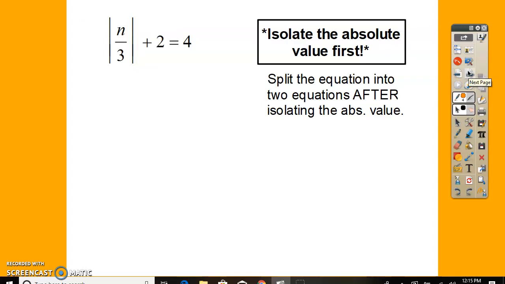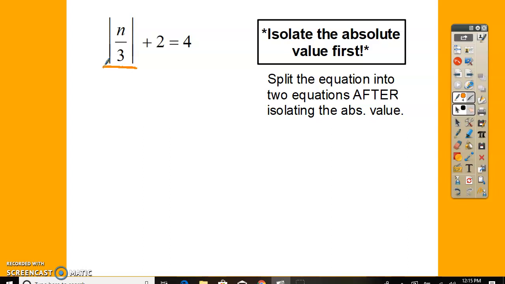Now, if we look at this next example, so we have the absolute value of n divided by 3 plus 2 equals 4. So the only portion that's in the absolute value is the n divided by 3. What's really important is that you cannot decide if this is possible until you isolate the absolute value first. Okay, remember that means that I need to get this portion by itself on this side. That's what isolate means. I want the n divided by 3, that absolute value, by itself on the left-hand side.